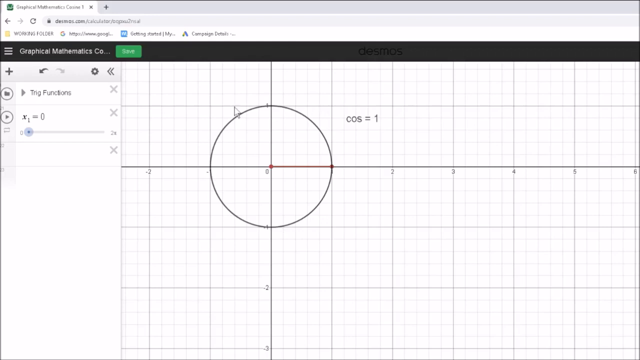So you'll see that there's two files that you can open. One is called Cosine 1 and the other one is Cosine 2. So go ahead and open up Cosine 1. Now when you open that up, you should have this little circle here.